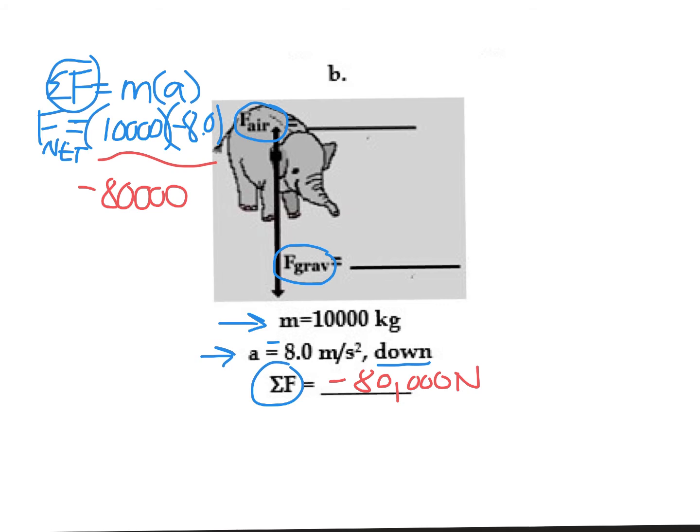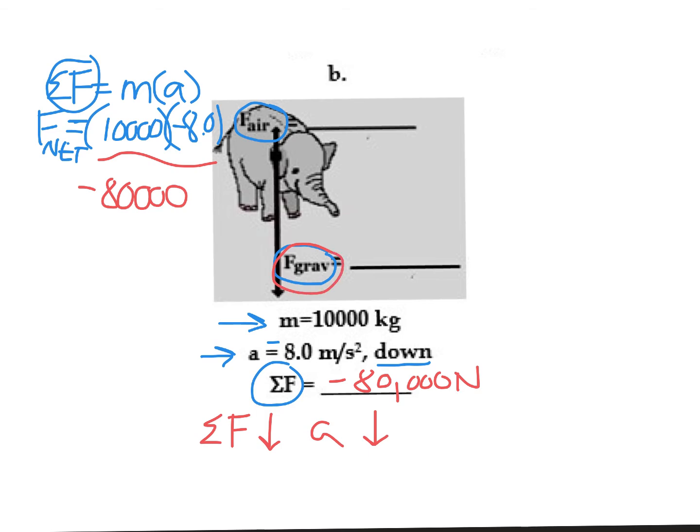Remember, with Newton's second law, whatever direction net force is in, acceleration should be in. So notice how net force is negative and so is acceleration. They're both downwards. So just keep that in mind. All right, so now that we have that, how on earth can we figure out everything else?